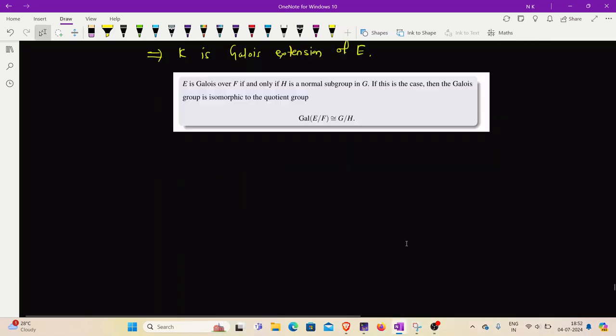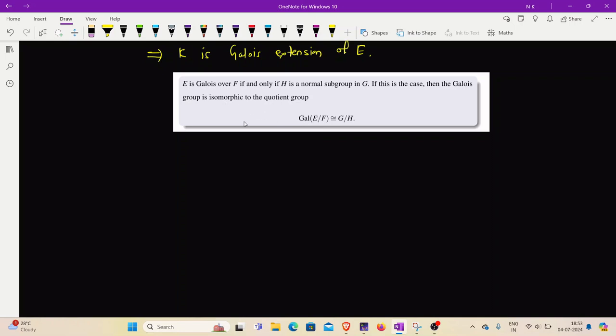Now let's move to the fourth part of the fundamental theorem of Galois theory. It says that E is Galois over F if and only if H is a normal subgroup of G, right? And then the next part is quite easy to prove, that the Galois group of E over F is isomorphic to G by H, because we have already proved that if E is Galois over F, then the Galois group of E over F has the same cardinality as the degree of the extension of E over F, and the degree of the extension of E over F has the same cardinality as the index of H in G.